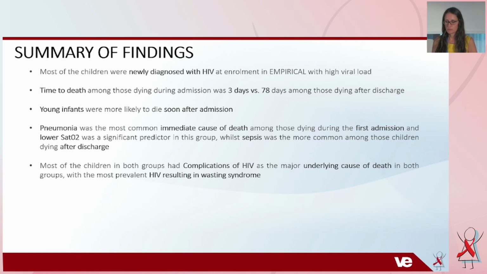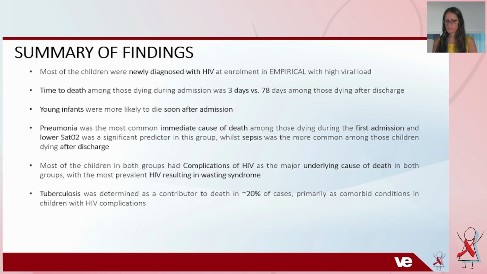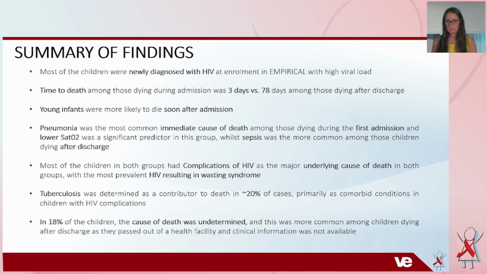The major underlying cause of death was complication of HIV, especially HIV resulting in wasting syndrome. Tuberculosis was an important contributor to death in around 20% of the cases, but always, or most of the time, as a comorbid condition. And we couldn't find any cause of death in 18% of the children because they died at home.